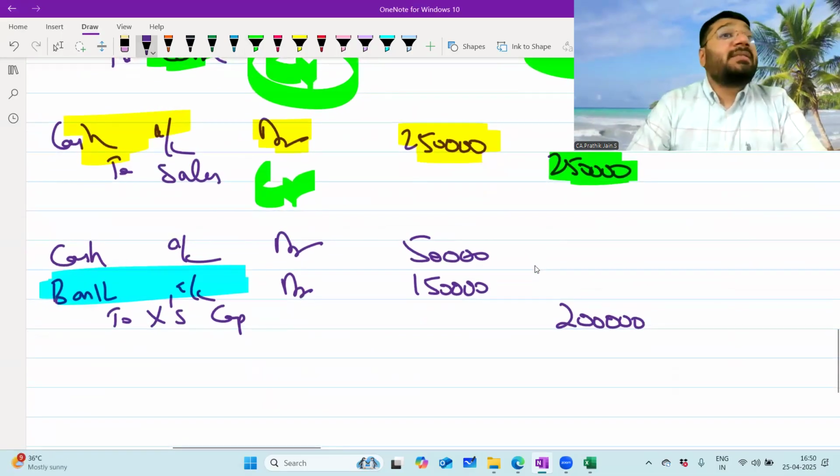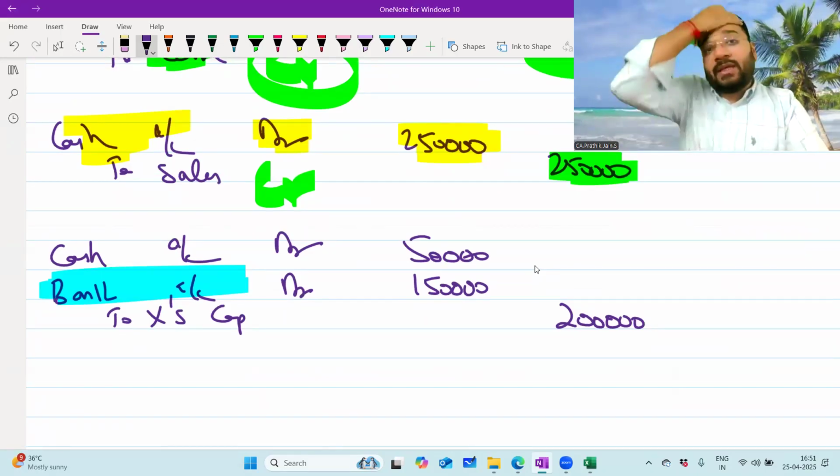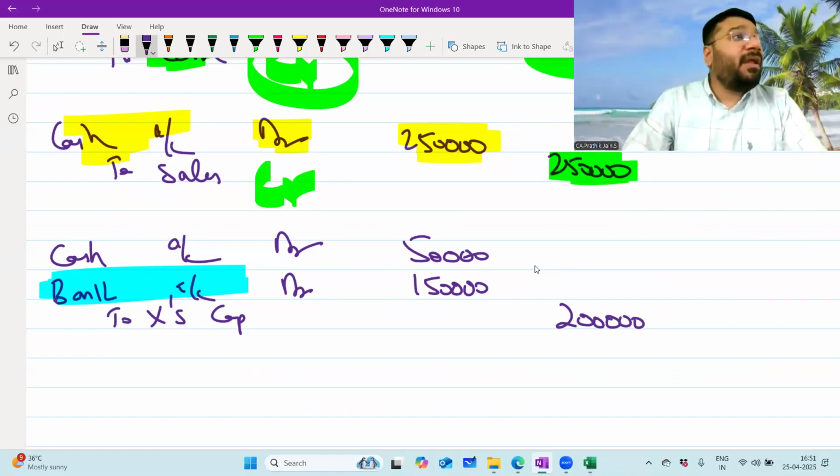So far, the transactions that we did were all simple journal entries. Now we have compound journal entry. People normally don't have any problem with the posting in the simple entry. But people have significant problem in the posting of the compound entry.